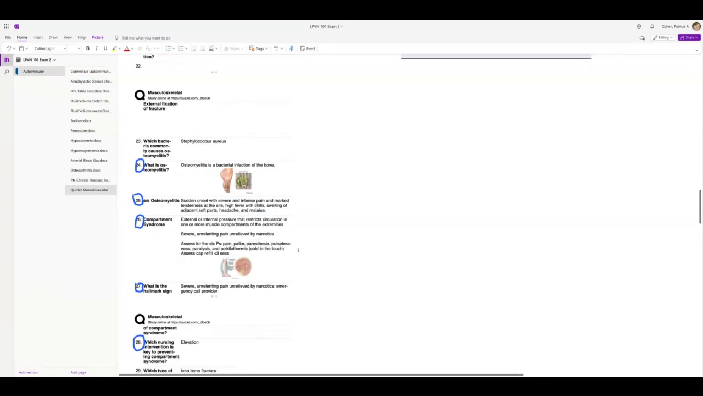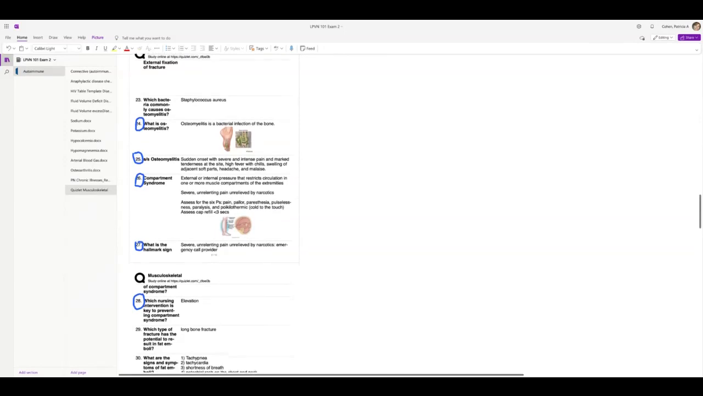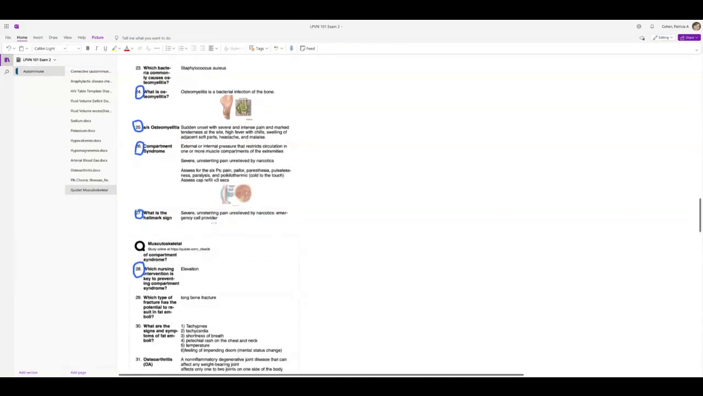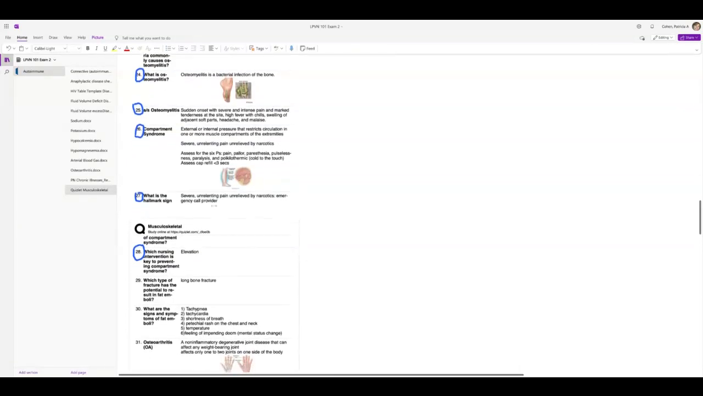Compartment syndrome is there. I can't expand this in the video, but anyways, if they have pain that's unrelieved by narcotics, okay, you need to call the provider, because they're going to need surgery for that. Before they get compartment syndrome, the best thing to do is elevate the limb. Once you think they have compartment syndrome, take it off of elevation, okay?